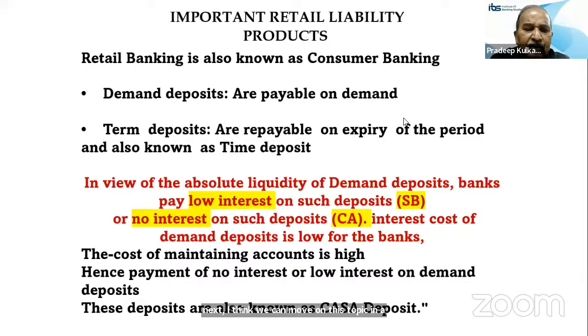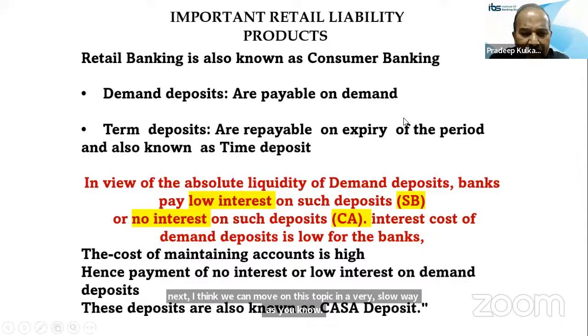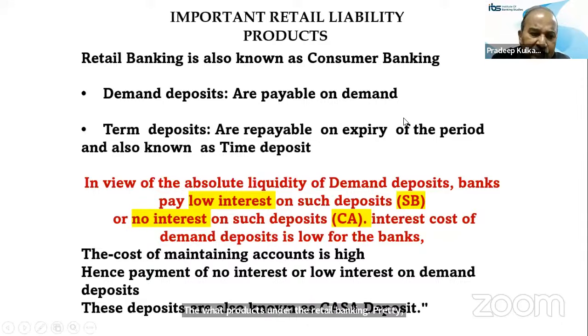As you know, the products under retail banking. Retail banking offers deposit products, liability products, asset products. On the liability side, we have deposits. Deposits are classified basically into two types. One is a demand deposit. Another one is a time deposit, commonly known as term deposit.